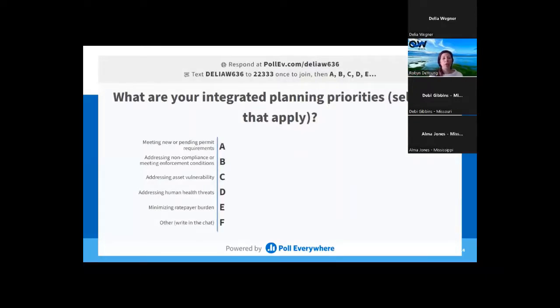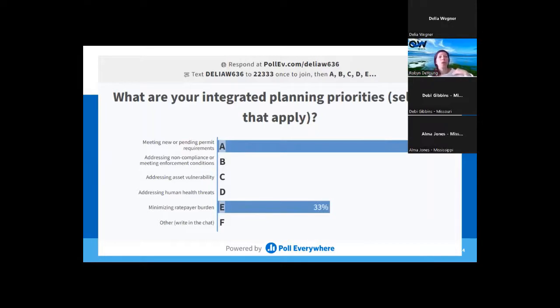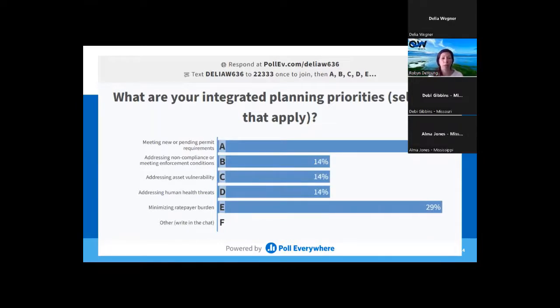And what are your integrated planning priorities? Okay, so there are a lot of different priorities here. Maybe you have some new permit requirements or pending permit requirements. There are examples of, I know, Columbia, Missouri. They knew that a permit requirement is going to happen on their wastewater treatment facility. And so they wanted to get ahead of that and start looking at integrated planning.